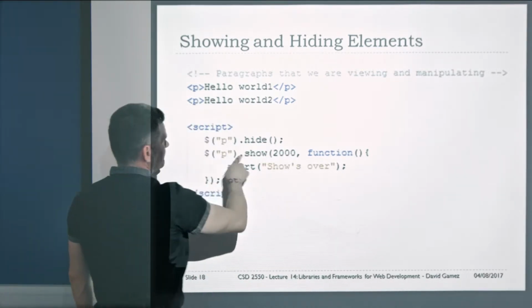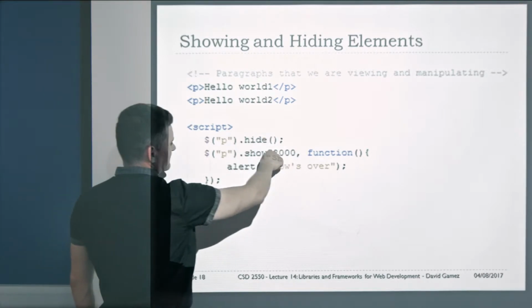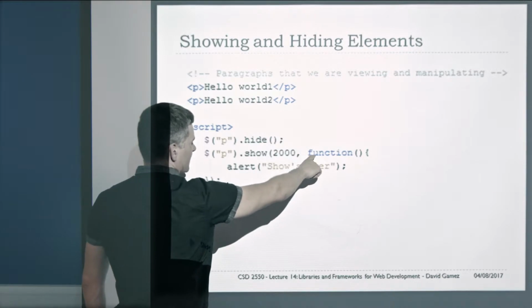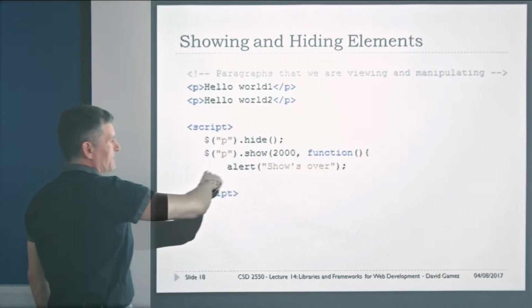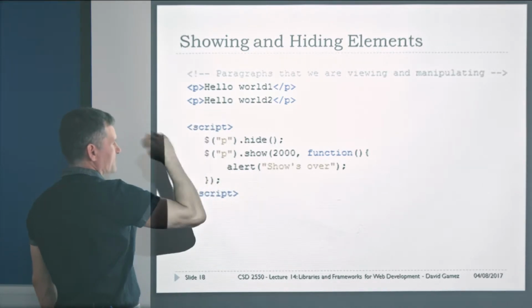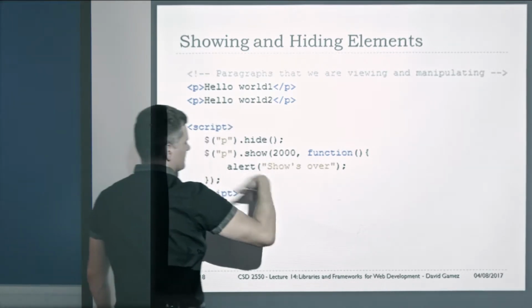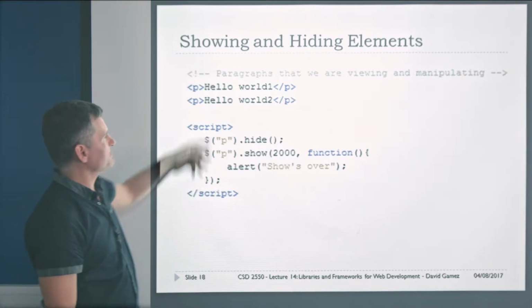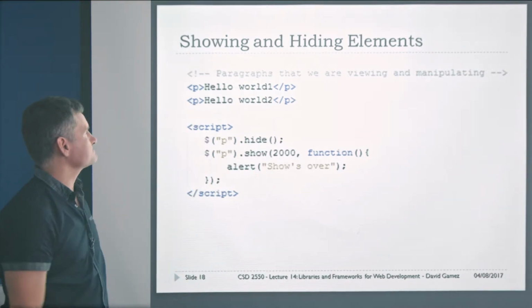And then p.show. Firstly, I'm specifying the time of the transition, how long it will take to show these paragraphs. And then this is the anonymous function that will be executed when these two paragraphs have completely appeared. In this case, all it's going to do is say shows over, and it'll execute that function twice because we're showing two paragraphs.